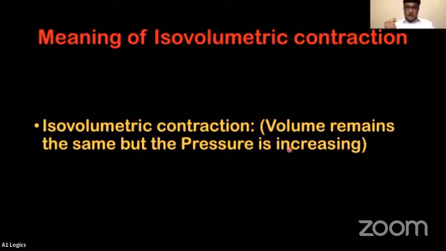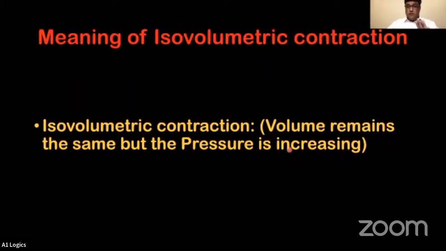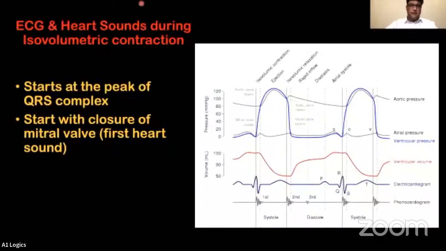Now, why is the pressure increasing? Because it has to force open the aortic valve. So once the pressure increases to about, say, 80 and above, the aortic valve opens and the blood gets ejected into the aorta. So isovolumetric contraction is one where the volume remains the same, but the pressure is increasing.